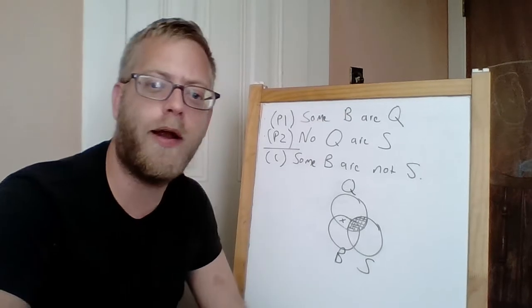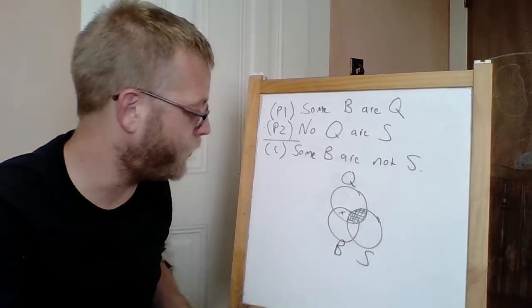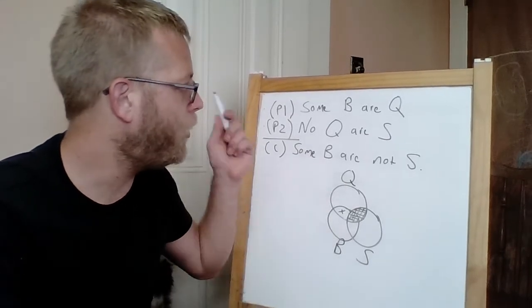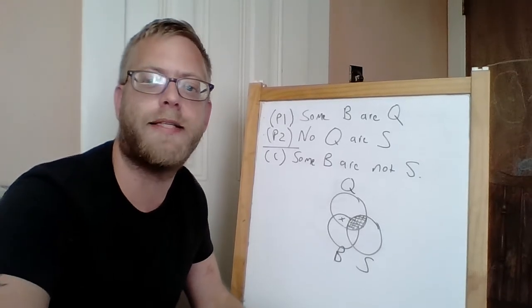Okay, so the main takeaway is whenever you get one of these categorical logic arguments and you have to visually represent it using the Venn diagram, always go for the universal statements first and save the particulars for last.